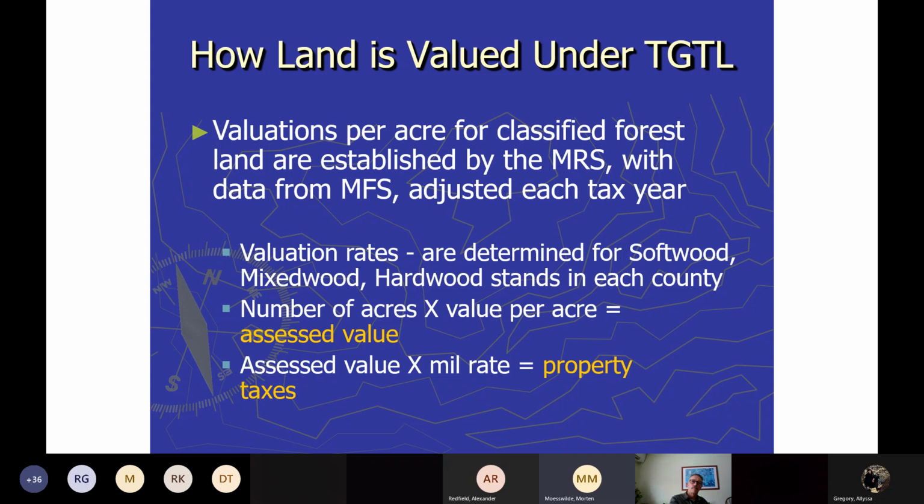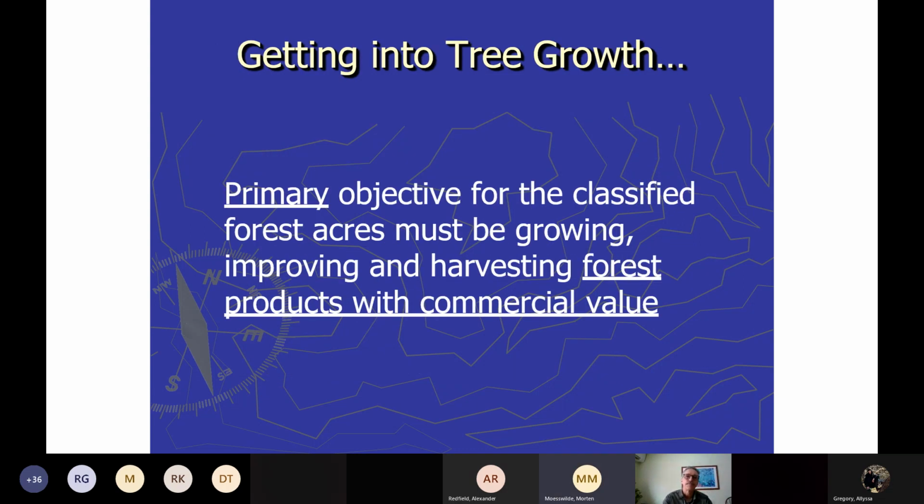Again, just to be very clear, the primary objective for classified or enrolled lands must be growing, improving, and harvesting forest products with commercial value. Some of that definition might be obvious. Trees that are merchantable as saw logs or firewood or pulpwood certainly count as forest products. Maple syrup is also considered a forest product, so if you have lands devoted to maple syrup production, those could be eligible acres. Similarly, Christmas trees and wreath brush are forest products under the tree growth statute, so those lands can be enrolled as well.